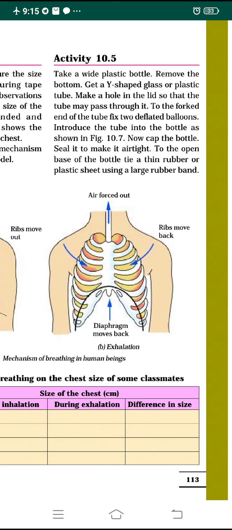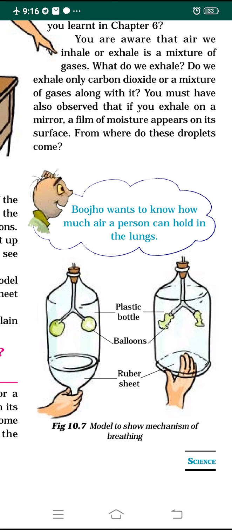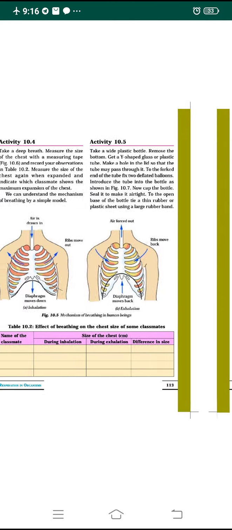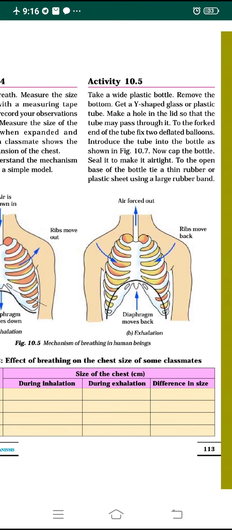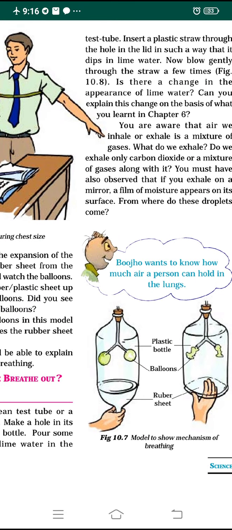To the forked end of the tube, fix two deflated balloons. You might have understood, they must be deflated. Now introduce the tube into the bottle as shown in figure 10.7, which is given here. So you have the plastic bottle and the Y-shaped plastic tube with the deflated balloons fixed. You have to introduce the tube into the bottle as shown in figure 10.7.